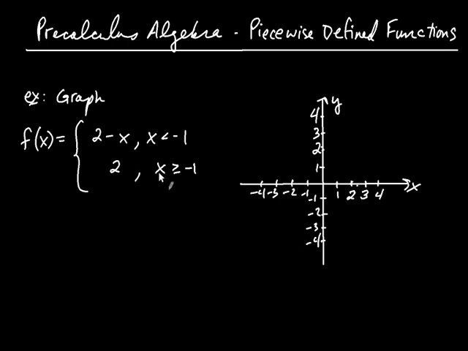So the way I like to handle these, we're going to graph this. The way I like to graph them is by graphing the pieces in their entirety and then applying the restrictions. So for example, this first part, f of x equals 2 minus x. Well, that's just a line, y equals 2 minus x. So we're going to graph this line dotted, and then apply a restriction.